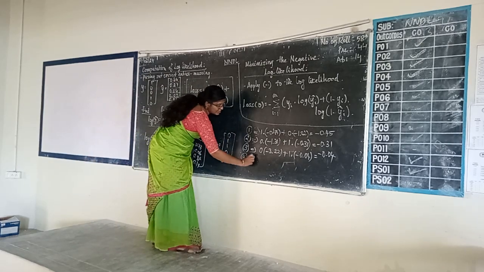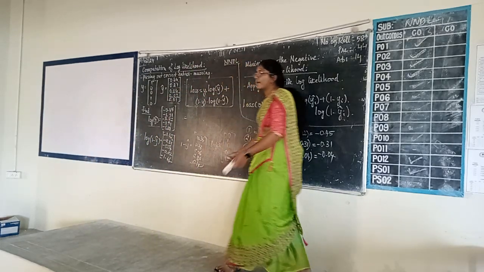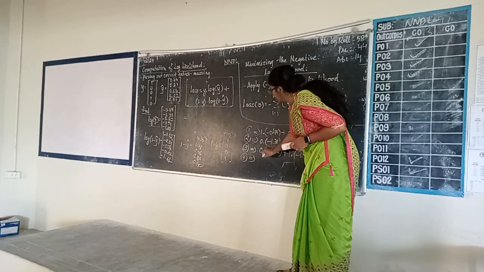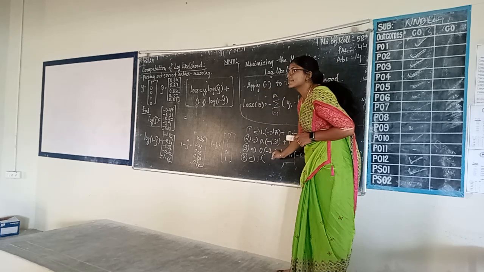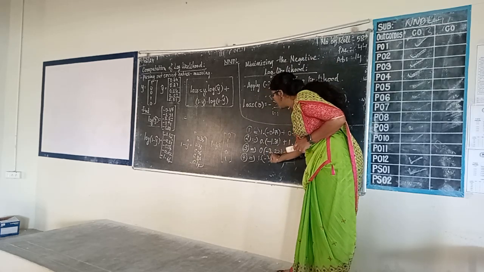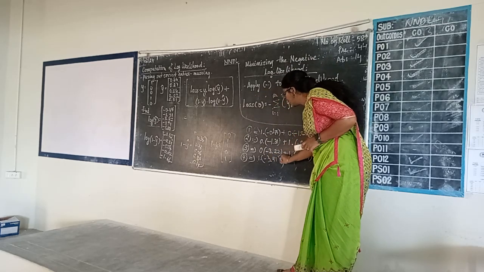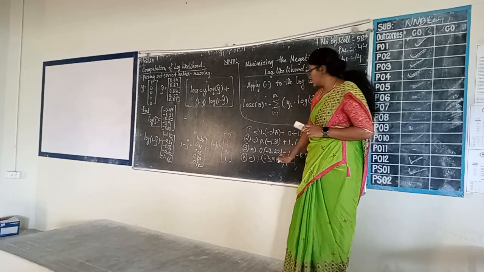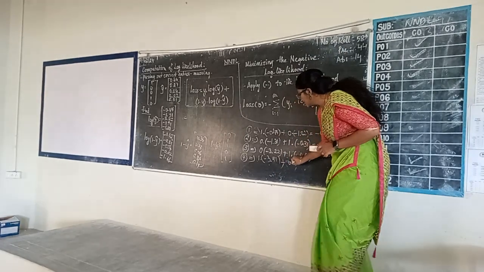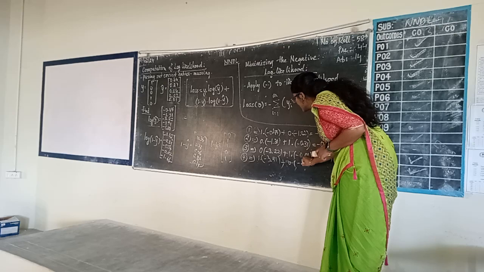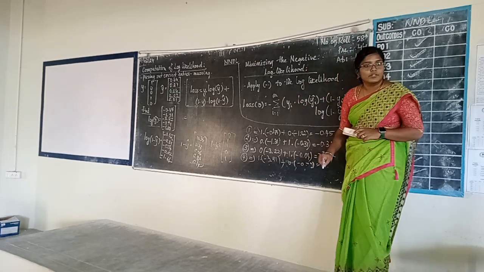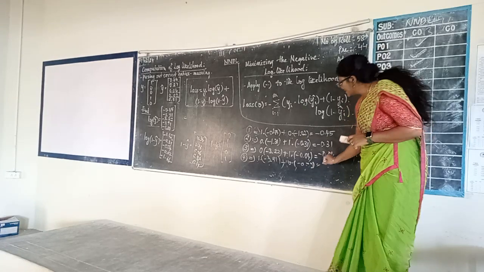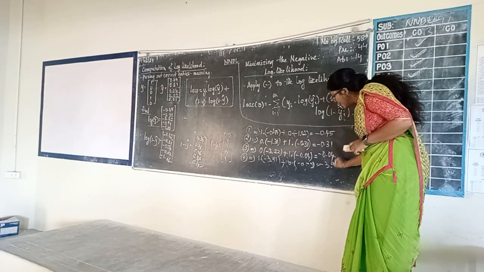Next the fourth value. Have you completed the fourth one? 1 into minus 3.91 plus 0 into minus 0.02. What is the value? Minus 3.91.